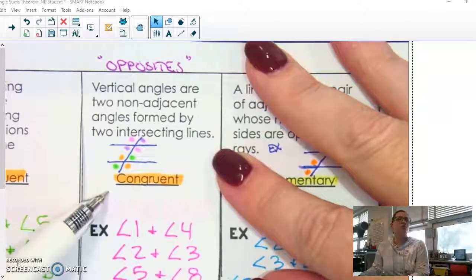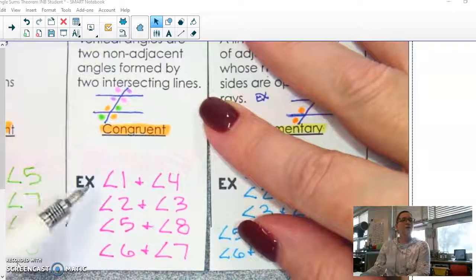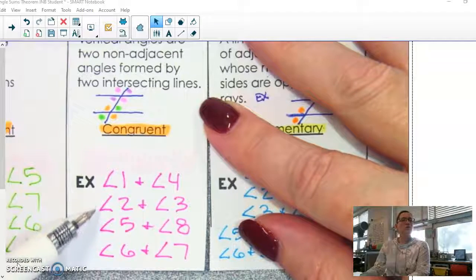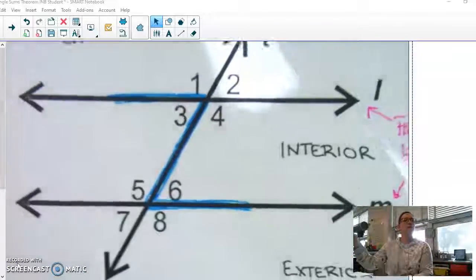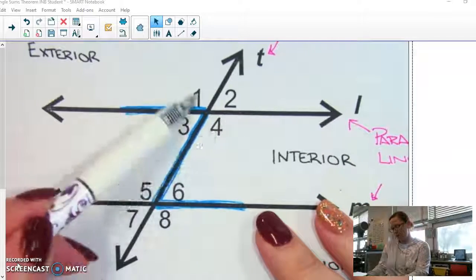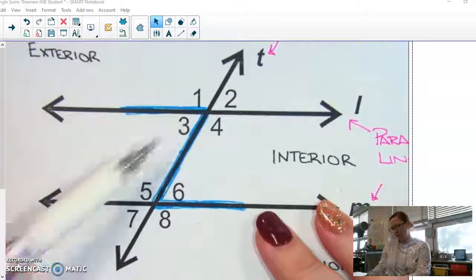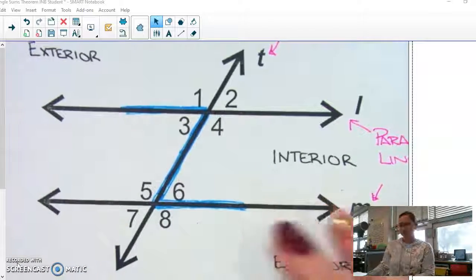These are considered congruent, which means they'd be the same angle measure. So up above in the diagram would be 1 and 4, 2 and 3, 5 and 8, and 6 and 7. Say it right. It's late in the afternoon. So let's take a look here again. 1 and 4, opposites. 2 and 3, 5 and 8, and 6 and 7, vertical angles.